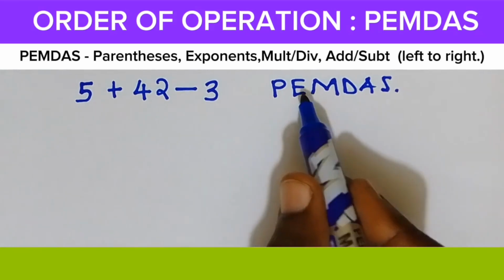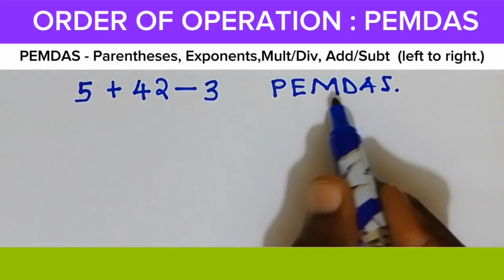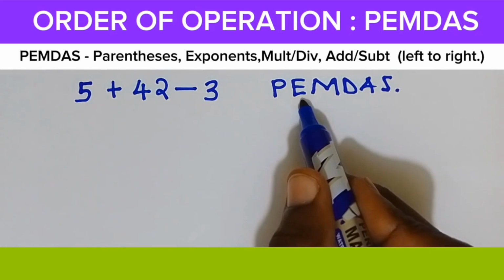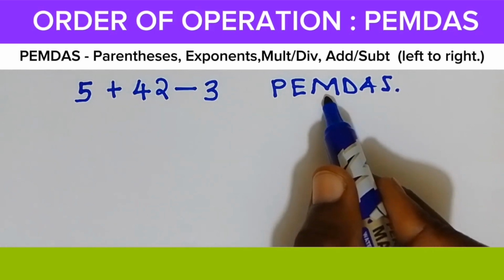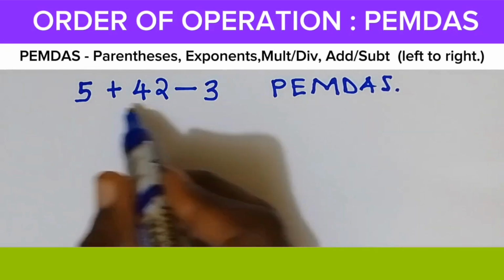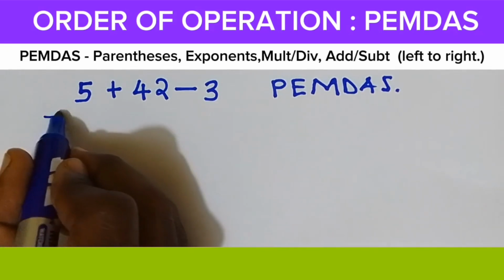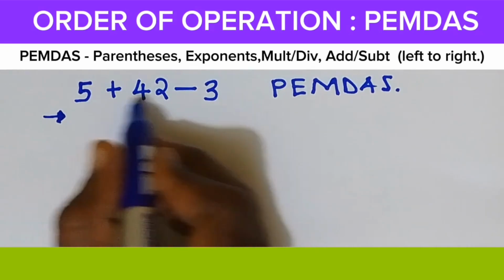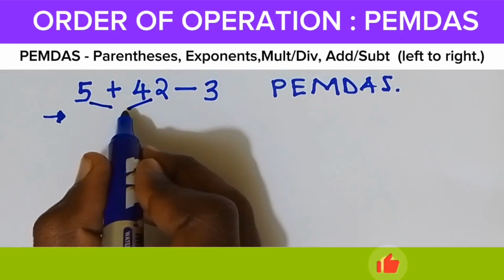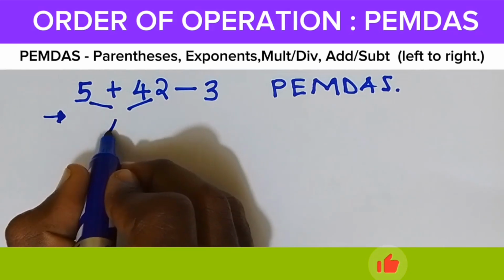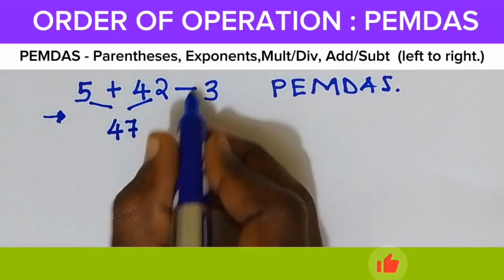Again, I'm going to get instruction from PEMDAS. Do I have any parentheses? No, I don't have any parentheses. Do I have any exponents? I don't have any exponent. Do I have any multiplication or division? No. Do I have any addition, subtraction? Yes, I have, but my direction is from left to right. So I'll start with this addition here. I'll add 5 plus 42. I'm going to get 47. Then I'll drop the rest.